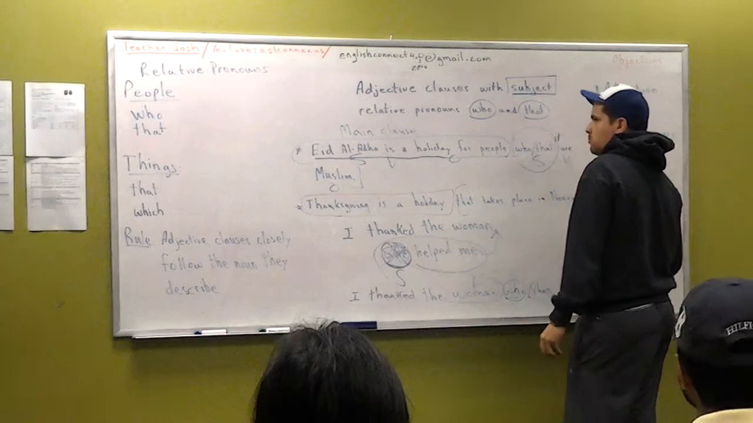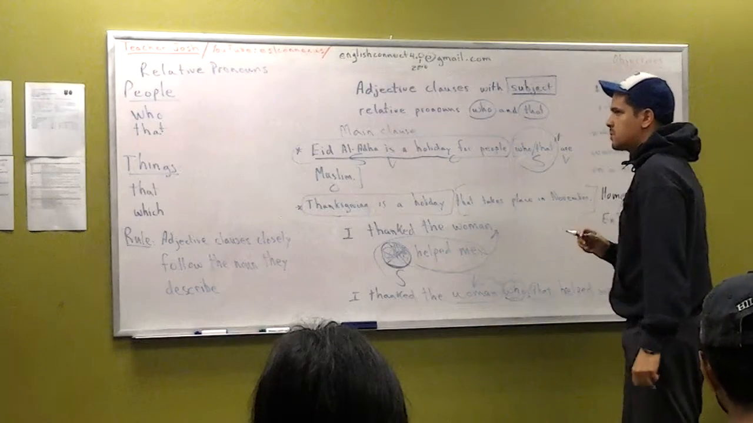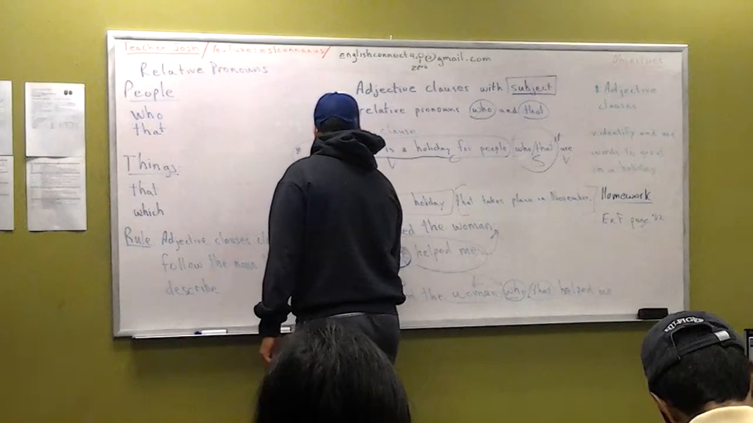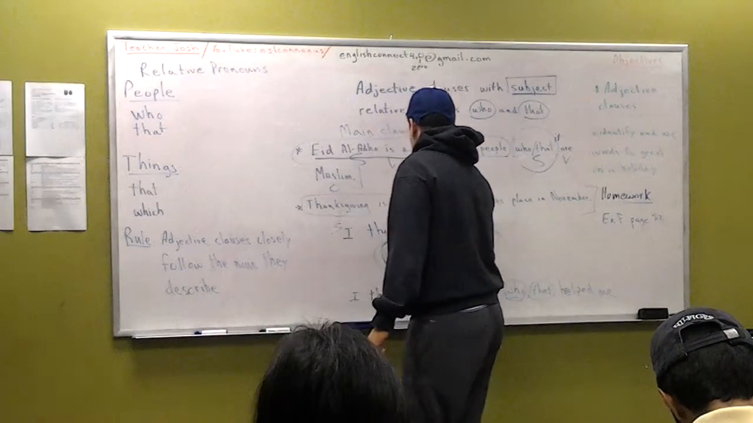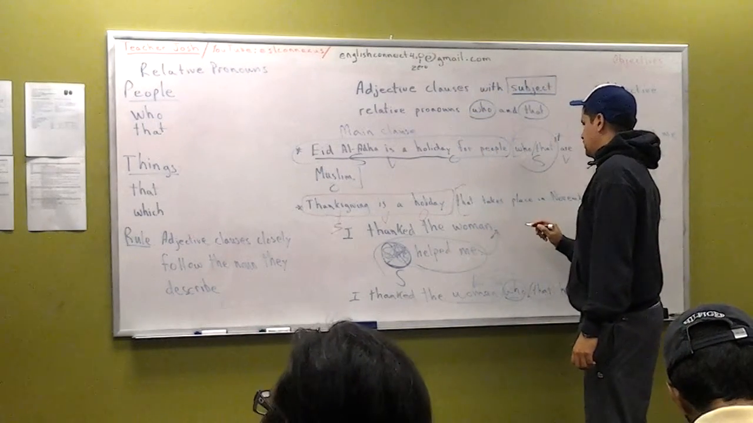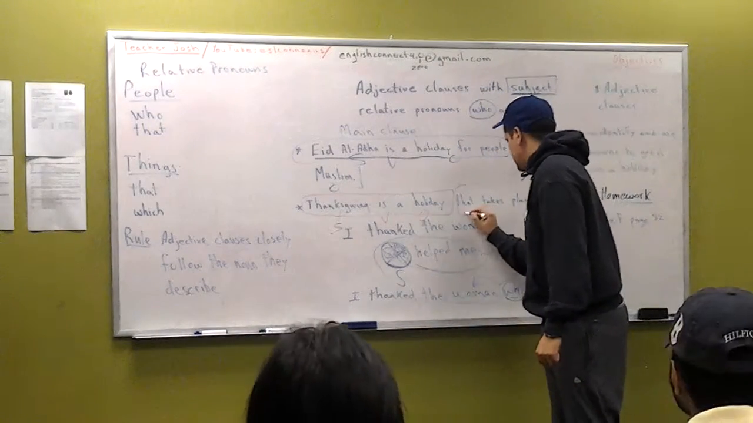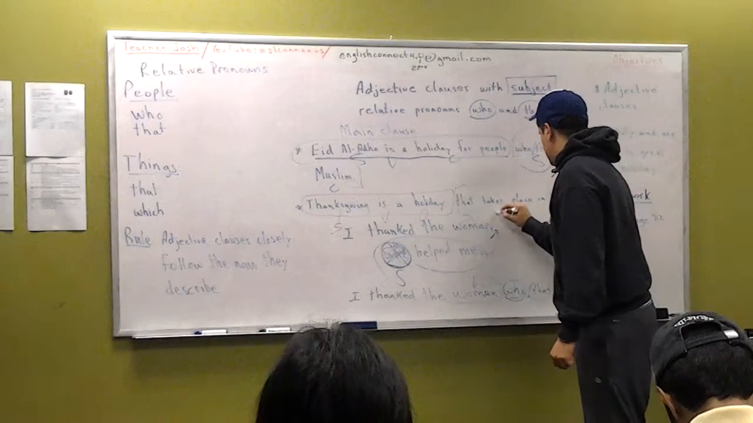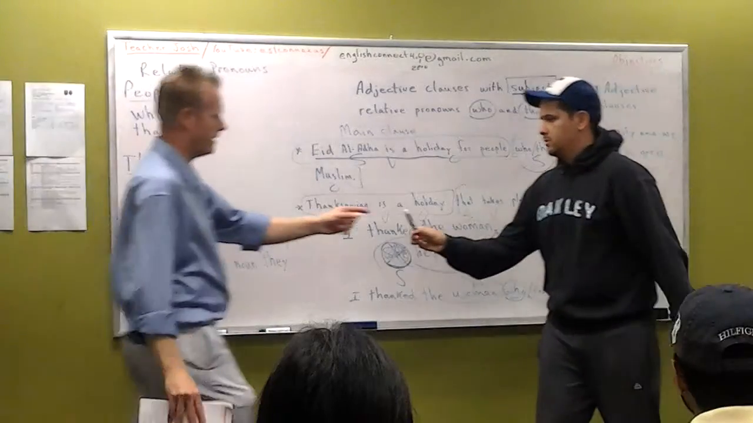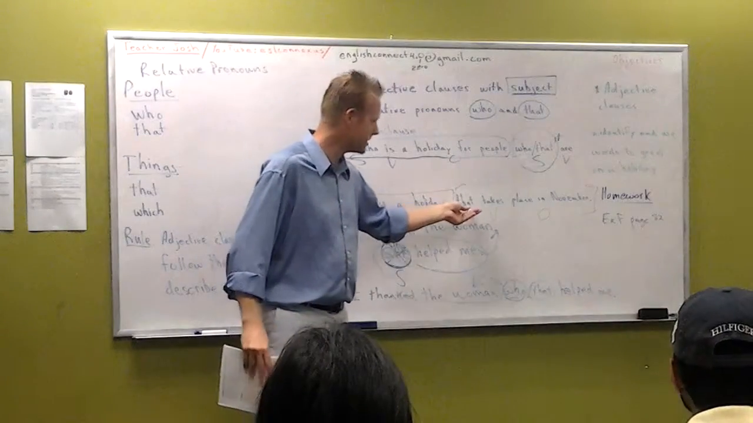You guys seeing it? Can you label the subject in the main clause? Where's the subject? Put an S. Where's the verb? Where's the object? Great. Now in the adjective clause, where's the subject, verb, object? Good. You seeing it? You okay? All right. Again, this is the subject.